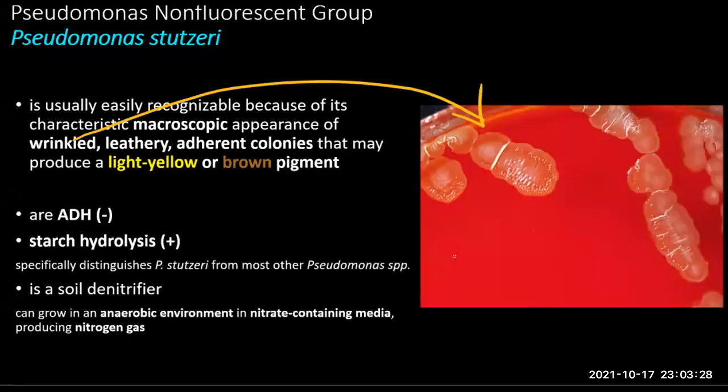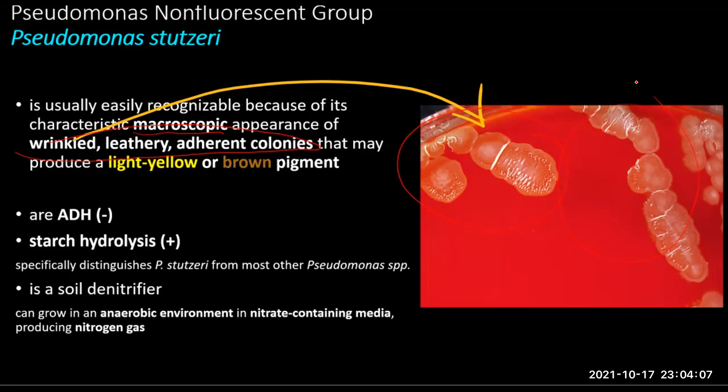Next, we have Pseudomonas stutzeri. Although a rare isolate, and an even rarer pathogen in the clinical lab, it is usually recognizable because of its characteristic macroscopic appearance of wrinkled, leathery, adherent colonies that may produce a light yellow or brown pigment. Isolates are ADH negative and starch hydrolysis positive, the combination of which specifically distinguishes P. stutzeri from most other Pseudomonas species.